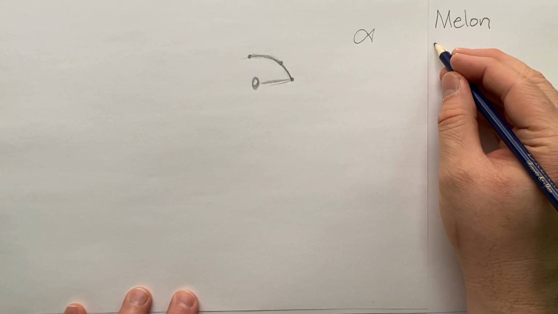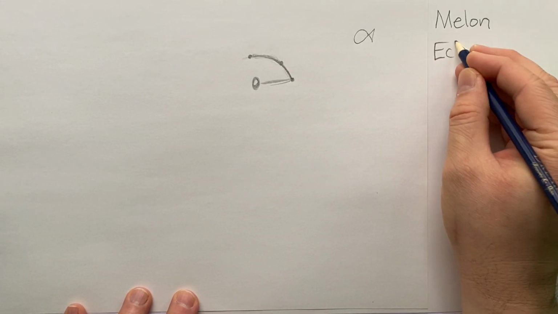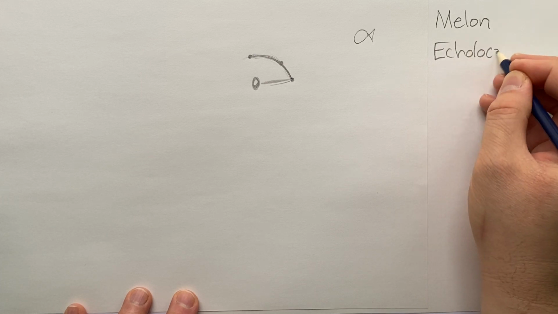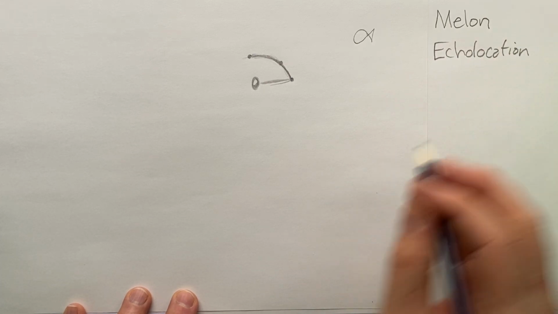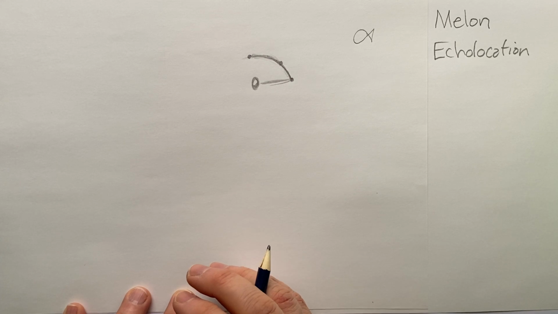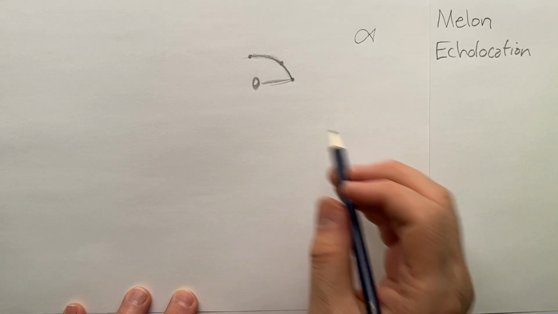And they have a sense that we don't have, called echolocation. And that's a pretty cool sense. It's also found in something like bats. You've probably heard of it there. Bats live in the dark caves. They fly out at night.